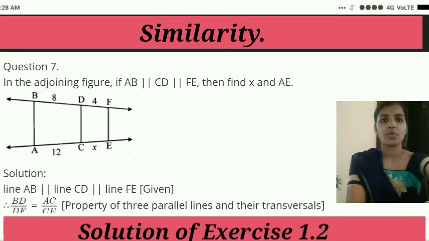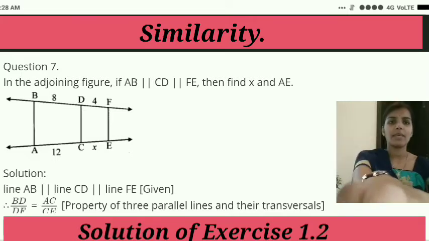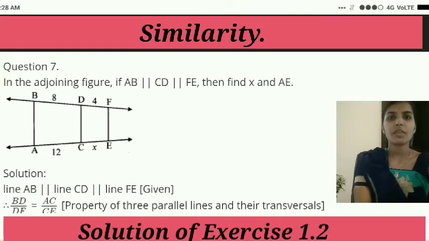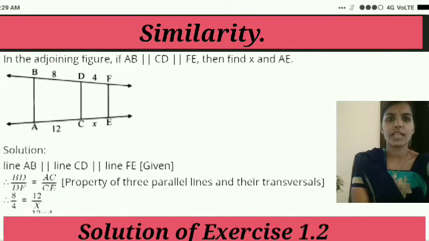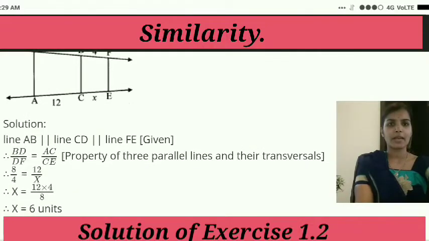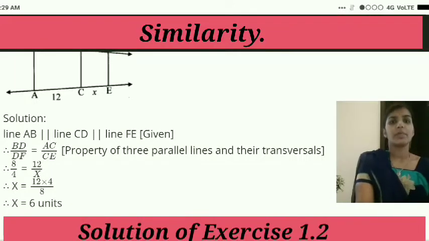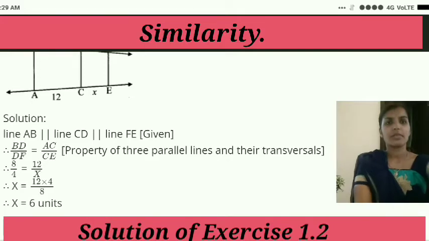Okay, so you observe the figure. In that figure, AB is parallel to CD and CD is parallel to EF. Okay, so our solution is that line AB parallel to CD parallel to EF, it is given. Therefore, BD upon DF is equals to AC upon CE. How is it? By the property of three parallel lines. Then you put the values. After the substitution of values, you get the value of X is 6 units. Okay? It is very simple to find out.